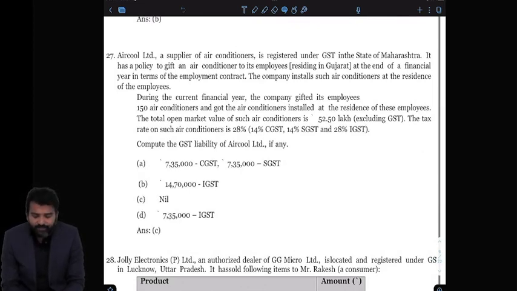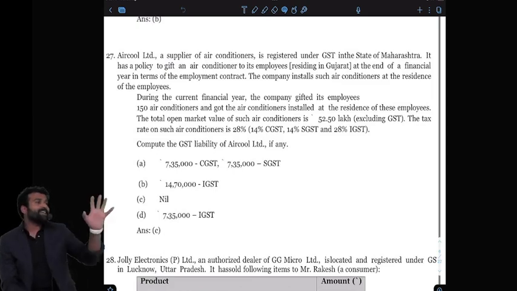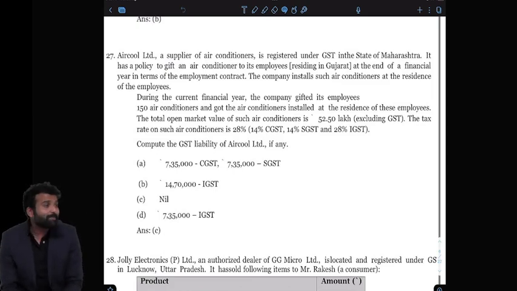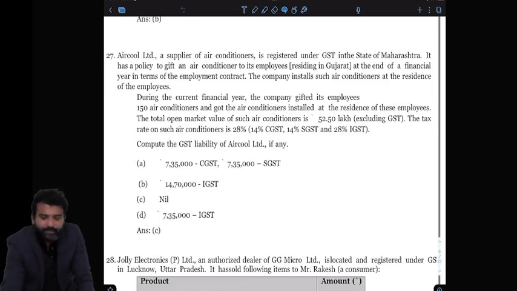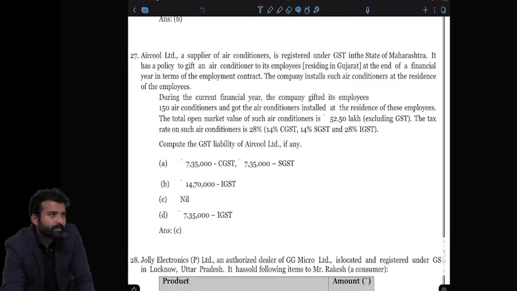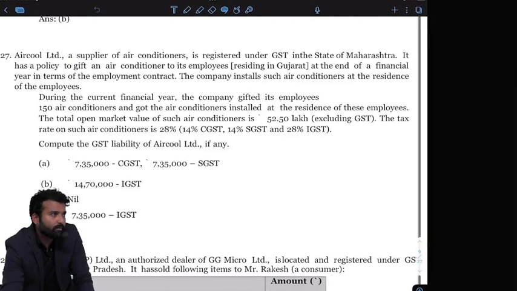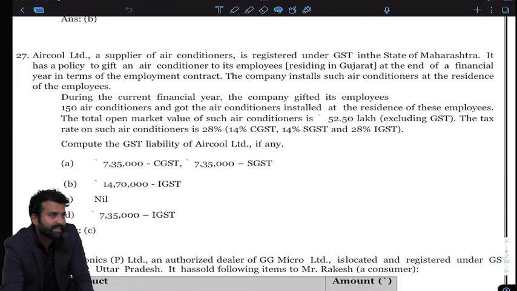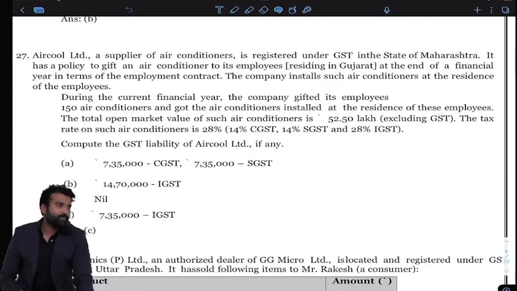Look at the question. A company supplies air conditioners and is registered under GST. It gifted air conditioners to its employees. Okay, so the company gifted air conditioners to its employees. It's not clear, so I will increase the size of the screen. Just wait for it. Maybe now it will be clear. Look at the screen now.